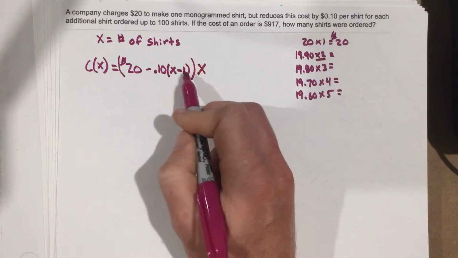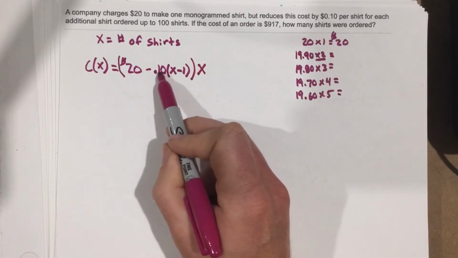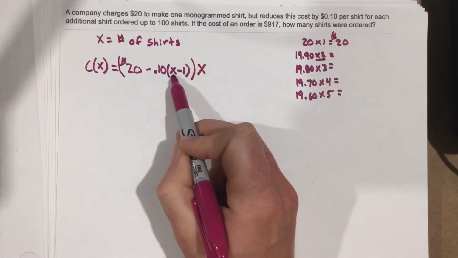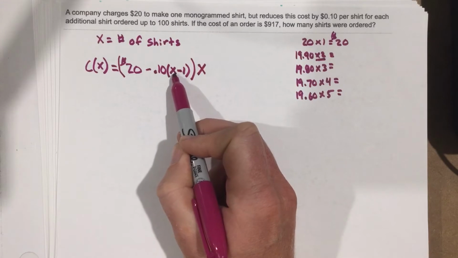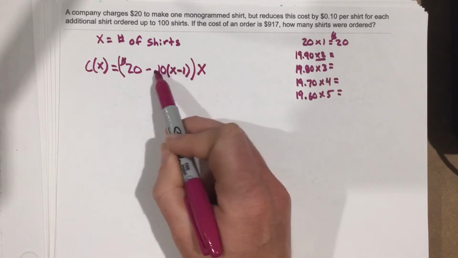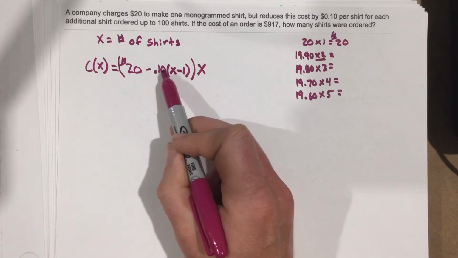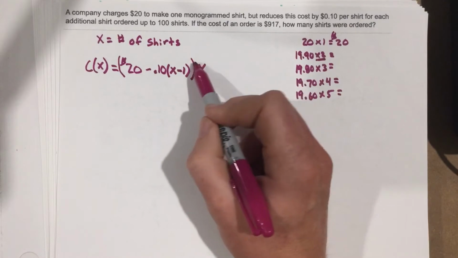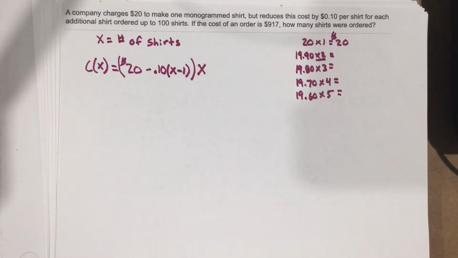This is where this was kind of a mind twist. It's $20 minus the 10 cents for X minus 1 shirts, meaning just after the first shirt, you're going to start to subtract 10 cents, right? So when you put a 1 in here, it cancels it out. When you put a 2, now I'm subtracting 10 cents. Put a 3, now I'm subtracting 20 cents, so on and so forth. But I have to multiply that by the number of shirts as well. So it's kind of a lot going on there.